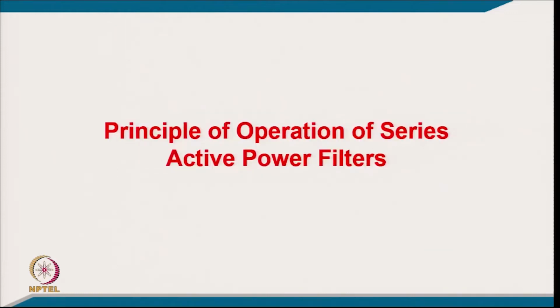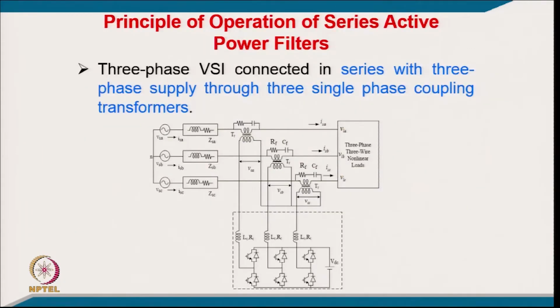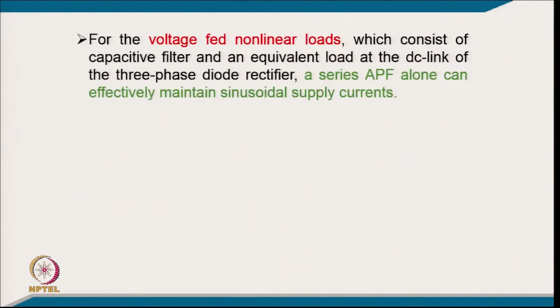Coming to the principle of operation of this series active power filter, this is taking the case of a 3 phase voltage source inverter connected in series with the 3 phase supply through 3 single phase coupling transformers. It is here, and of course, this 3 phase VSI is working as a series active power filter, compensating the voltage power quality problems across the load, or regulating the voltage across the load. So, it can do voltage regulation also, and it can be a very specific solution for a specific kind of load.